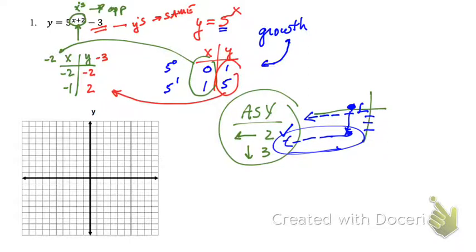Okay, so let's look at what happens. We graph the points we have: negative 2, negative 2, and negative 1, positive 2. If I can get this to work, there we go.